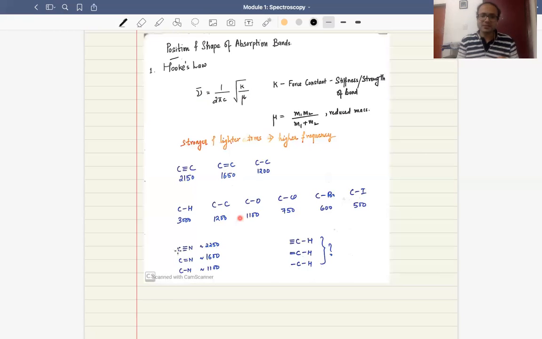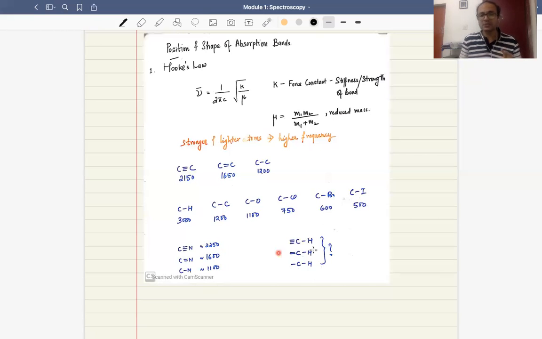Similarly, you can see here the C triple bond N, that is cyanide, the C double bond N, that is imine, and this C single bond N. You know that the bond order is higher, or the force constant is higher, for this, so it should have a higher value. So it's pretty much in agreement with Hooke's law. You see the values here for the frequencies that appear in infrared spectroscopy.